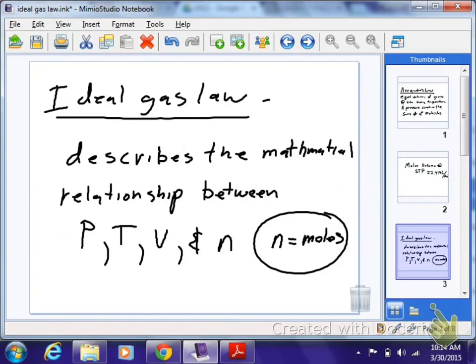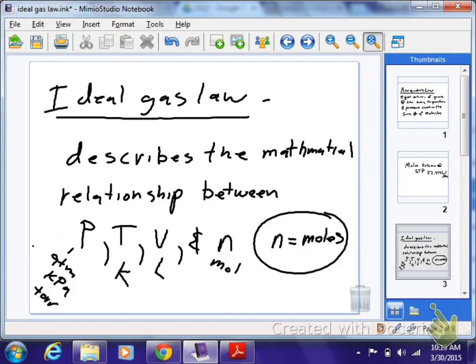Now, I need to tell you that this pressure can be in any pressure. You could have it in ATM. You could have it in KPA. You could have it in torr, or millimeters of mercury. Temperature has to be what? Kelvin. Volume, when you use this law, has to be in liters. And of course, N would be moles.